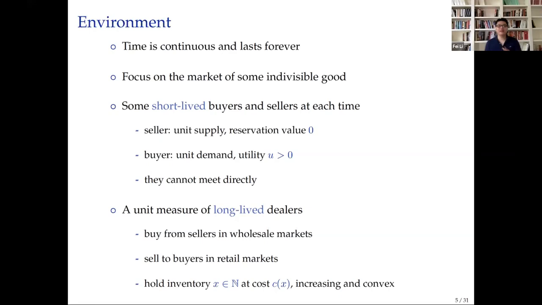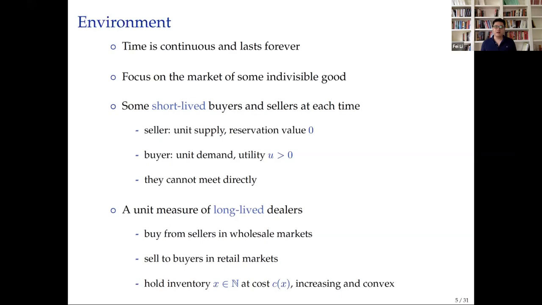So each seller, for simplification, we assume has a unit supply. And this is just for the base model. You can easily extend it. The seller has zero reservation value. A buyer has unit demand, and the utility conditional on getting the good is going to be U bigger than zero. We assume they can't meet directly, so they have to rely on an intermediary to conduct their transaction.